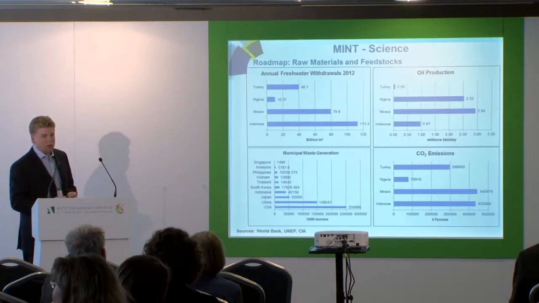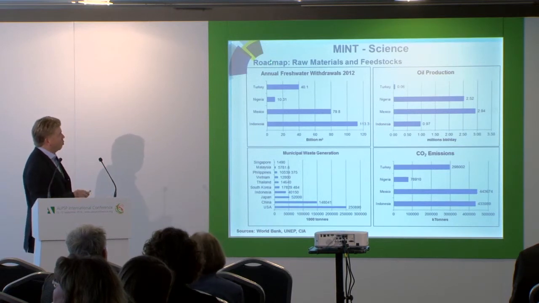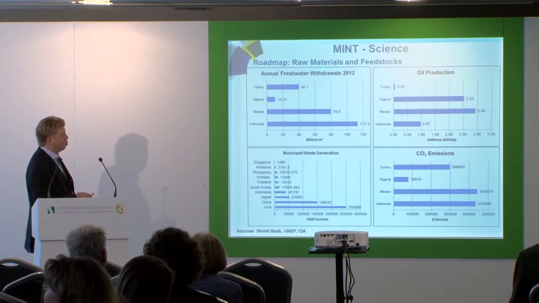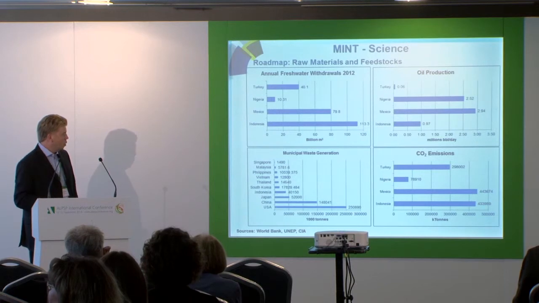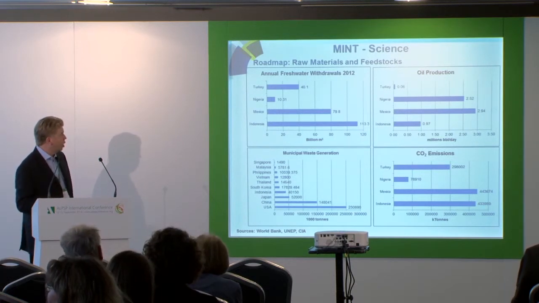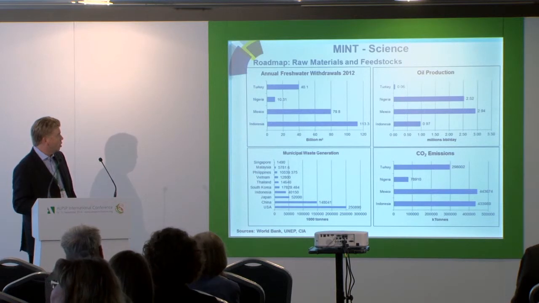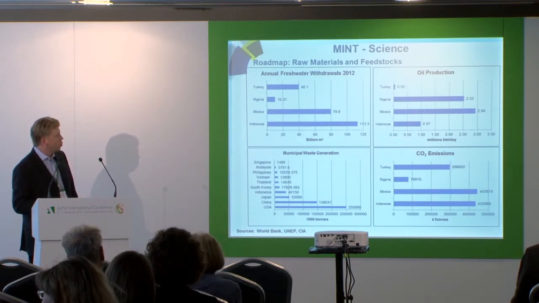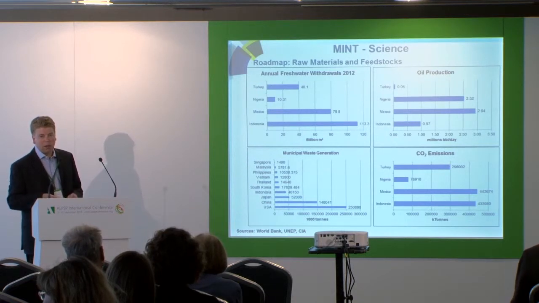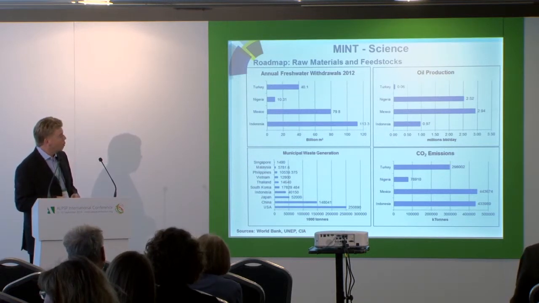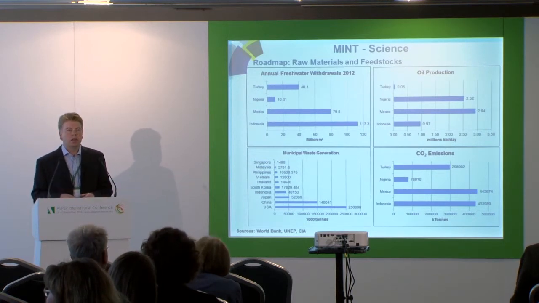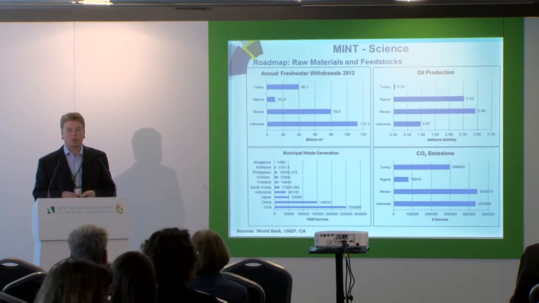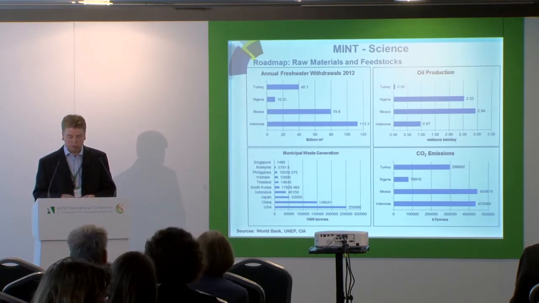The next slide again is a data pack or data output. One of the roadmap challenges identified is the raw materials and feedstocks in the future and how chemists can input into that. We've got information here from a number of free sources, comparing Turkey, Nigeria, Mexico, Indonesia for freshwater withdrawals, thinking about the areas I outlined: energy, food, health and water. Oil production in those regions, CO2 emissions. All of this information is very useful background in terms of how we develop our conferences, meetings, and our science output globally.